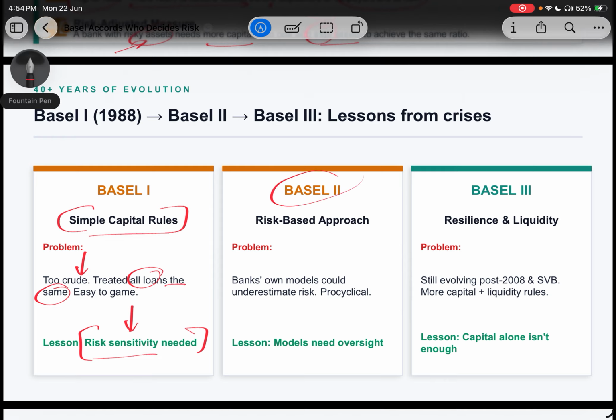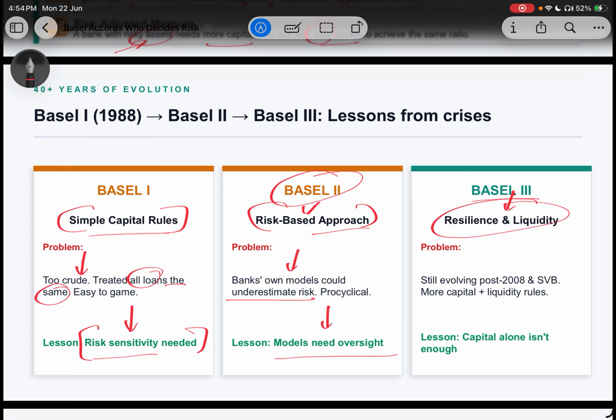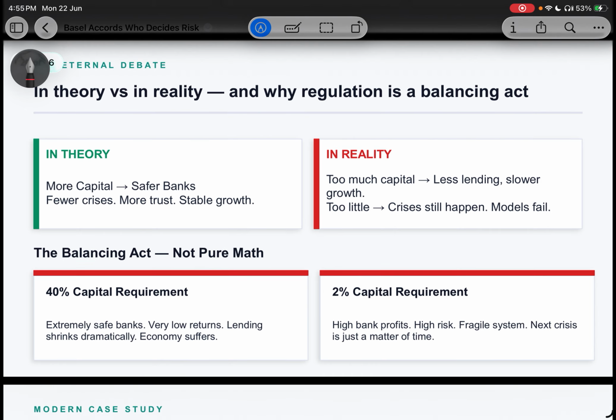Then came the Basel 2 norms, which were more of a risk-based approach. The problem now was that the bank's own model could underestimate the risk. So we realized the model needed oversight, which led to the birth of Basel 3 norms, which focused on resilience and liquidity. But Basel 3 is still evolving. It is absorbing the lessons from 2008 and the Silicon Valley Bank collapse, and it is working on more capital plus liquidity rules. So the lesson was that capital alone isn't enough. You will understand it more.